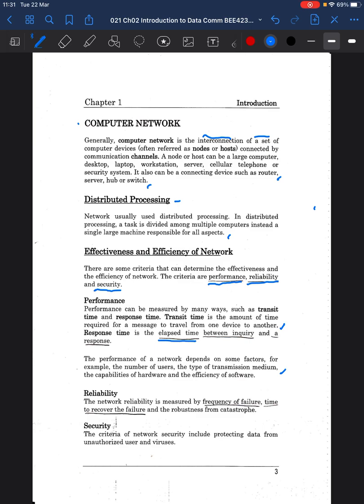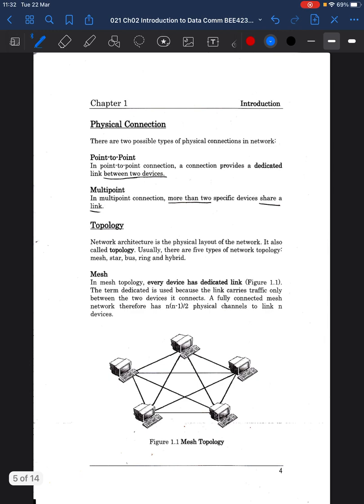Next is reliability. Network reliability is measured by frequency of failure, time to recover from the failure, and robustness from catastrophe, robustness from failure, from disaster. Robustness of the system. Next is security. The criteria of network security include protecting data from unauthorized users and also protecting data from virus.